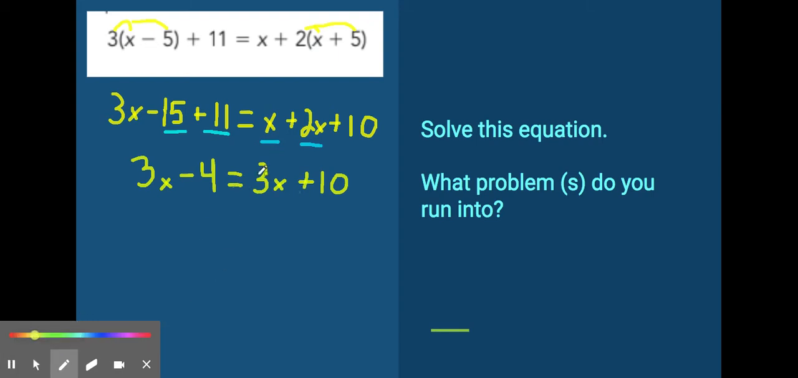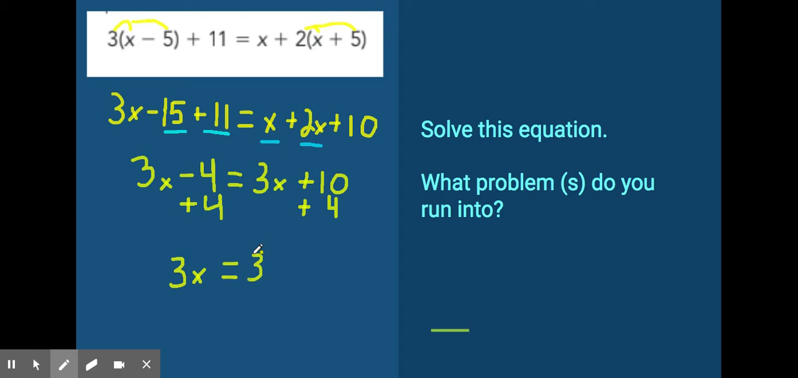So now we have this. So now I'm still going to keep solving. Okay, and I'm going to move my 4 because I don't want to work with negatives. So I'm going to add 4 on both sides. And here I'll end up with 3x equals 3x plus 14.